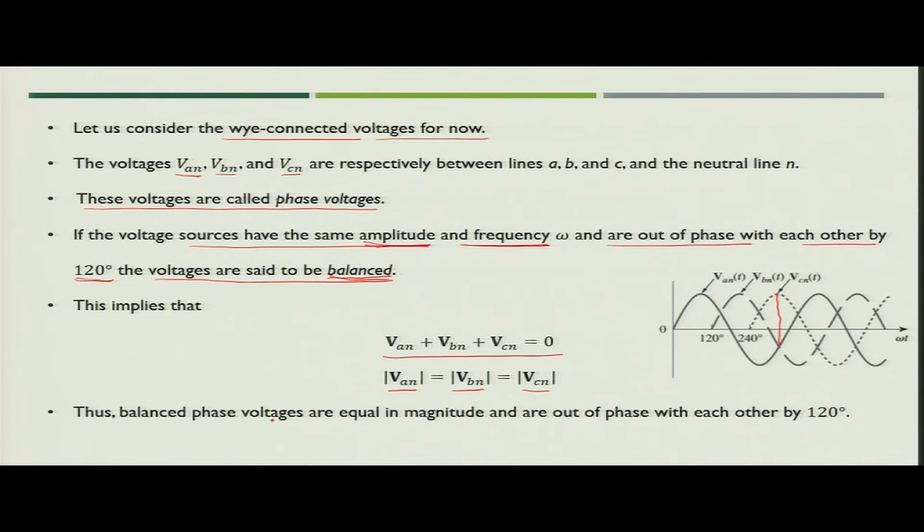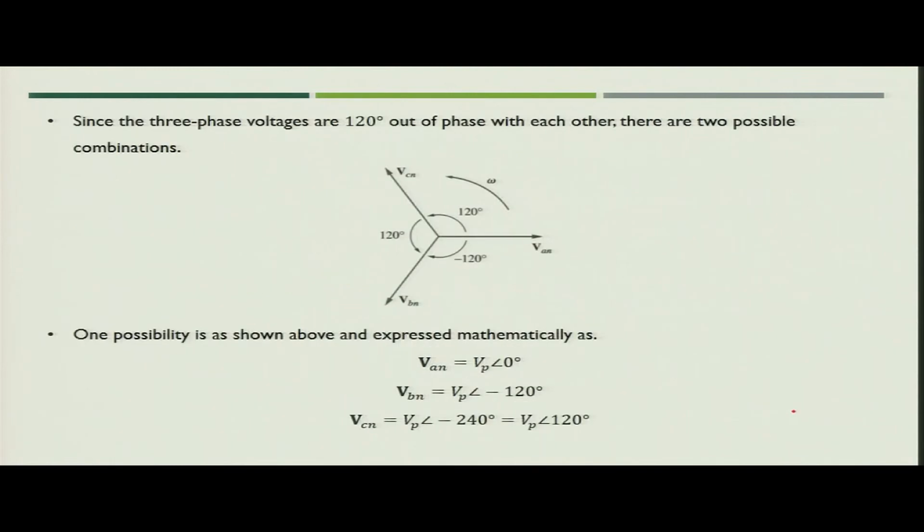So, what we can say now is that the balanced phase voltages are equal in magnitude, but are out of phase with each other by 120 degrees. Since the voltages are 120 degrees out of phase, there are two possible combinations for the arrangement of these phases. One such arrangement is shown in this slide, where VAN is leading VBN by 120 degrees and VBN is again leading VCN by 120 degrees. In terms of phasors, VAN you can write as VP angle 0 degrees, where VP is the RMS value of the voltage. VBN you can write as VP angle minus 120 degrees. VCN you can write as VP angle minus 240 degrees, or VP angle 120 degrees.